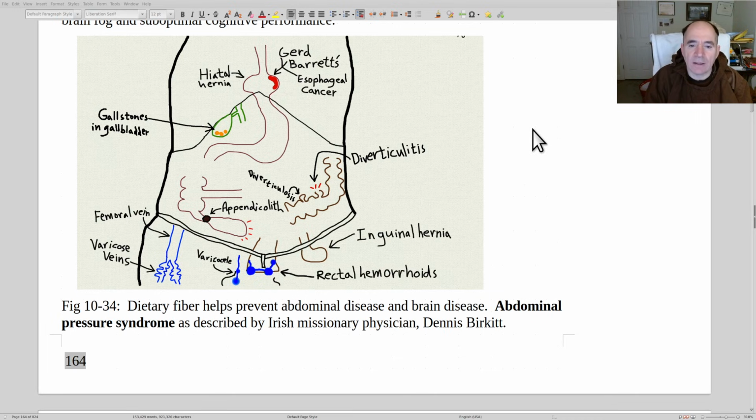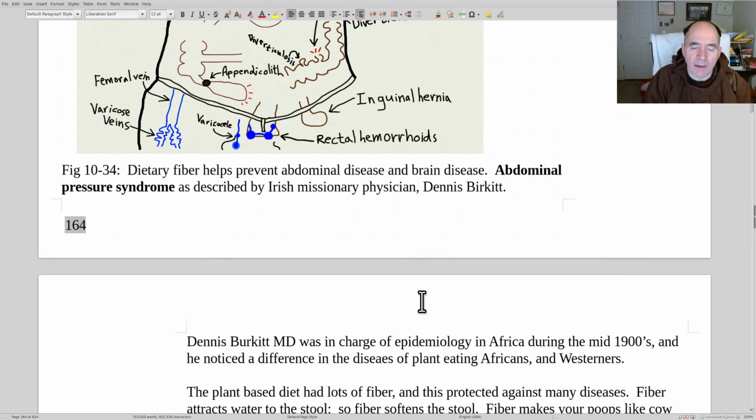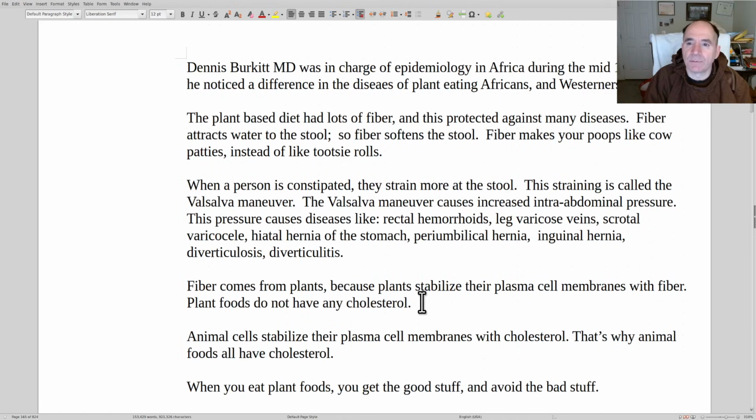So when you lack dietary fiber, you get constipated because your stool dries out. Fiber adds water to the stool, and you get all these other problems. You get back pressure from straining at defecation because you're popping out stools like Tootsie Rolls instead of stools like cow patties. And that increase of abdominal pressure causes all these problems. That's, again, much more described in the Western abdomen chapter.